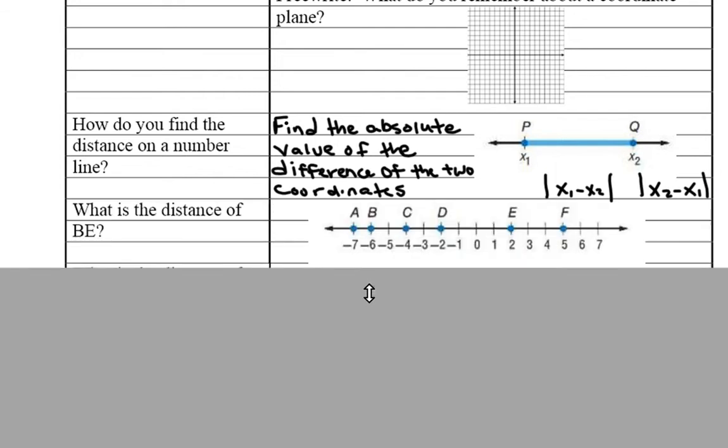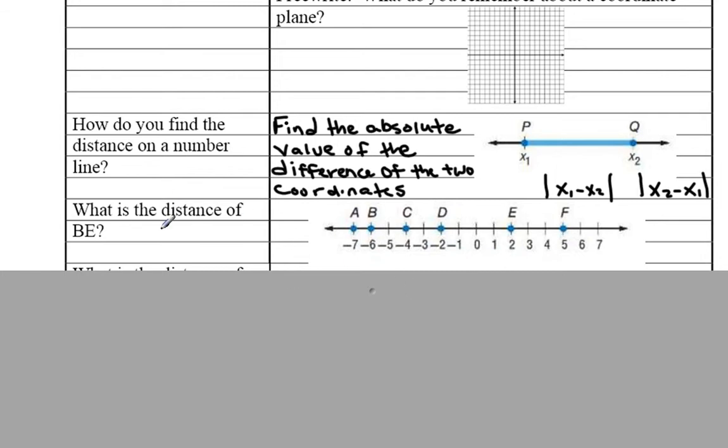So I'd like for you to copy this number line down. It doesn't have to be as pretty as mine, actually. You could just freehand a straight number line going from -6. You could stop at 5 would be fine, and then label the coordinates.